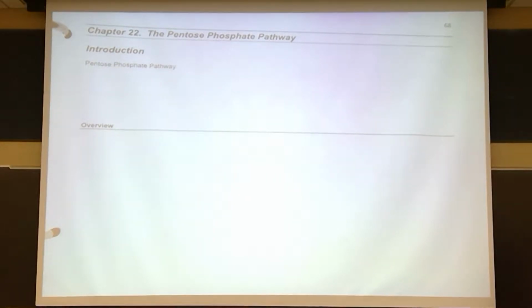That's why gluconeogenesis is not a catabolic pathway, but an anabolic pathway. It usually requires energy, requires ATP, requires things like NADPH. Yeah, it is reversible.